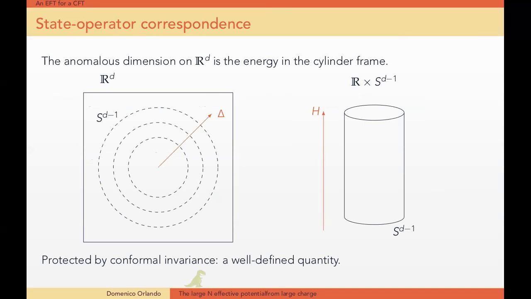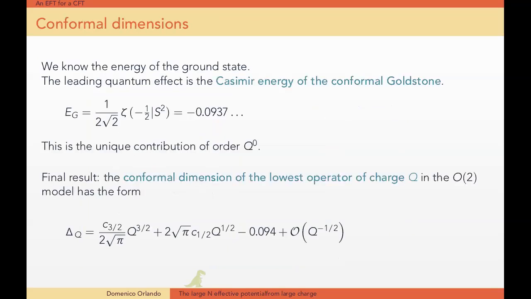Which means that if we repeat this computation here on a cylinder, so time cross a sphere, the energies that we find are automatically conformal dimensions of before. The fact that the energy of the ground state before went like q to the 3/2 means that the conformal dimension goes like q to the 3/2.